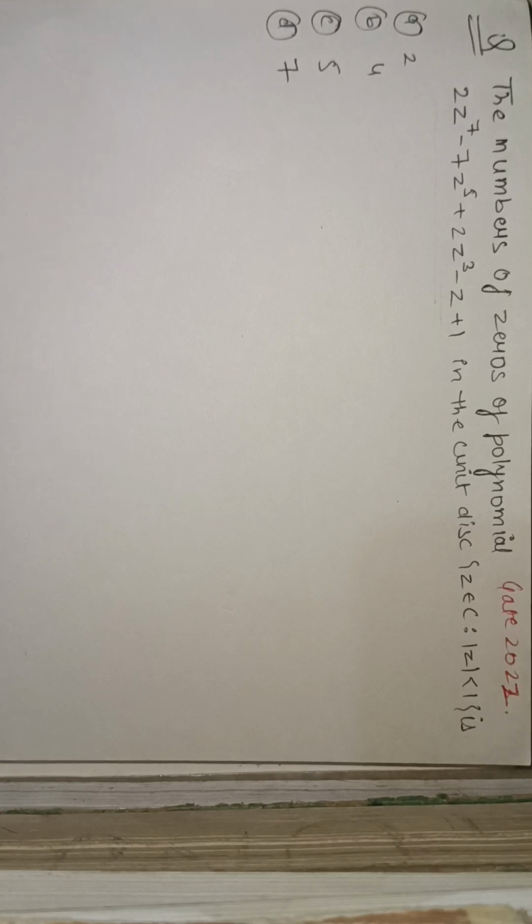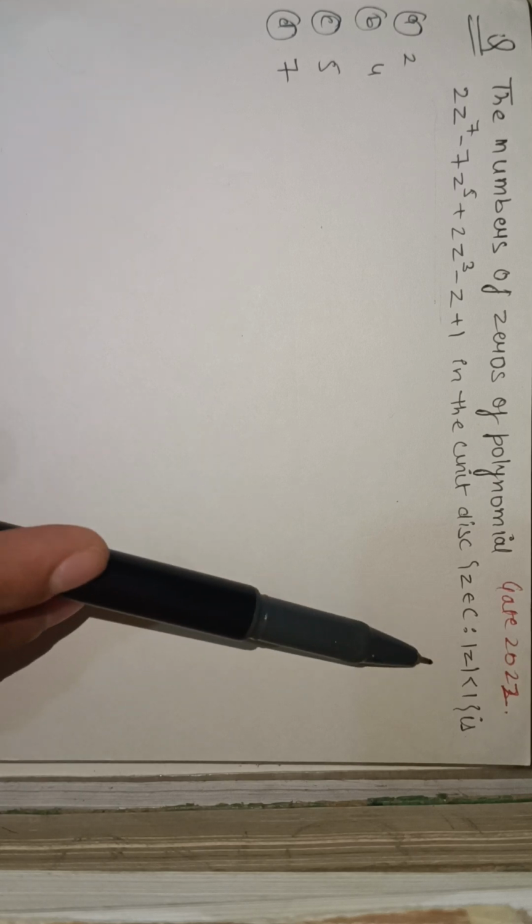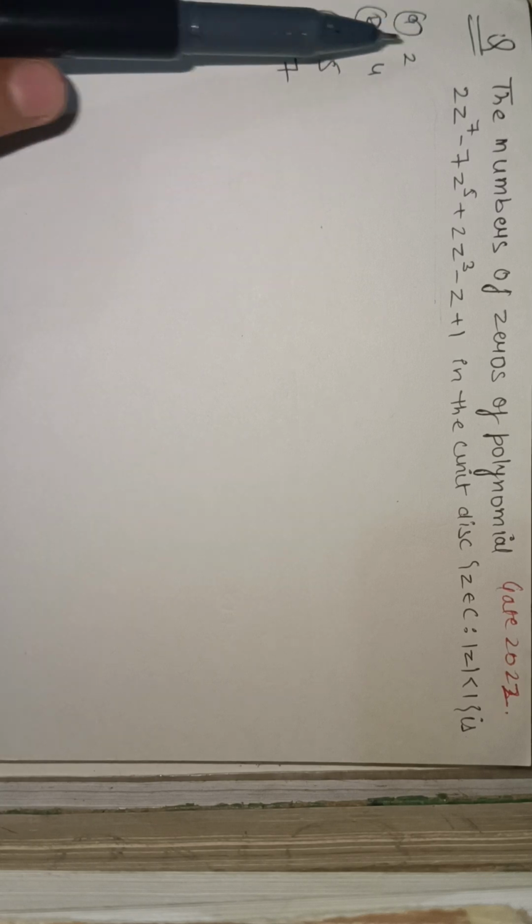In this video lecture, I am going to discuss the next PYQ of complex analysis asked in GATE 2023. So our question is: the number of zeros of the polynomial 2z^7 - 7z^5 + 2z^3 - z + 1 in the unit disk, z belongs to C such that |z| < 1, is. So these are the options.